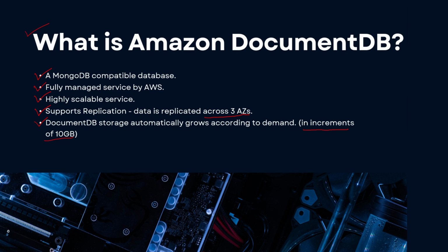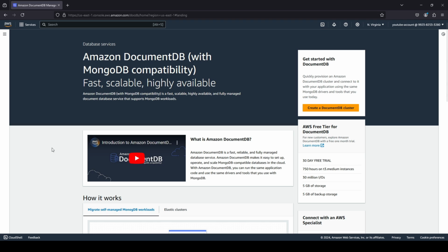So let's quickly dive into a demo wherein you can see how to create a DocumentDB on the AWS console. Okay guys, as you can see, I am on the AWS console, and to be more specific, I am in the database service section of DocumentDB. That's a MongoDB compatible database. You can see it's fast, scalable, and highly available.